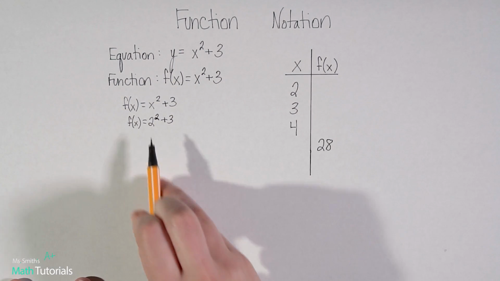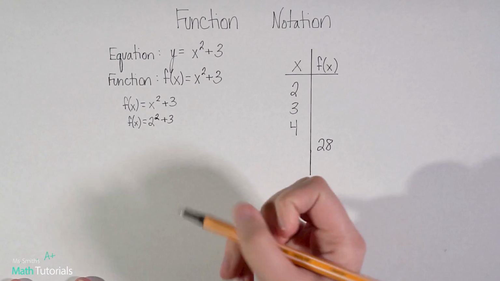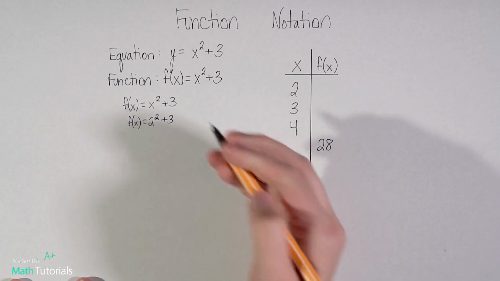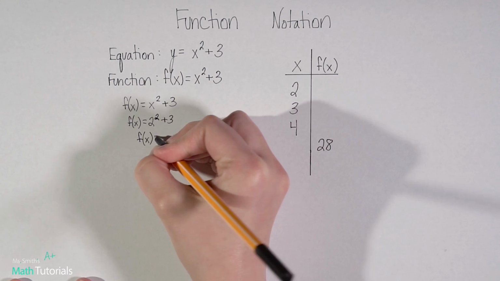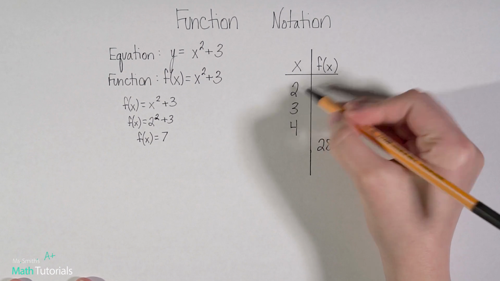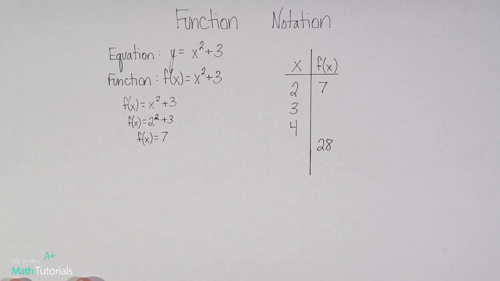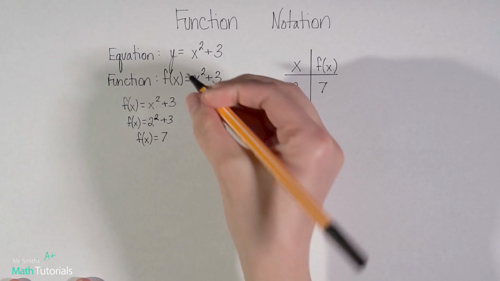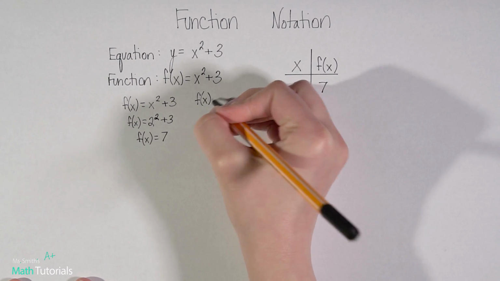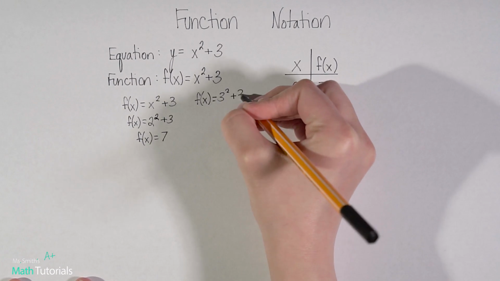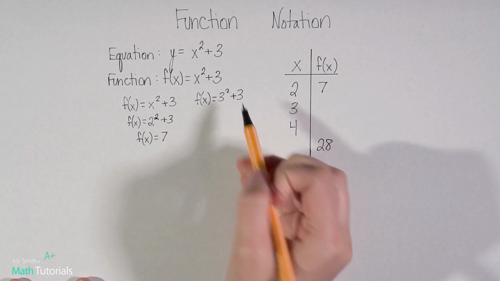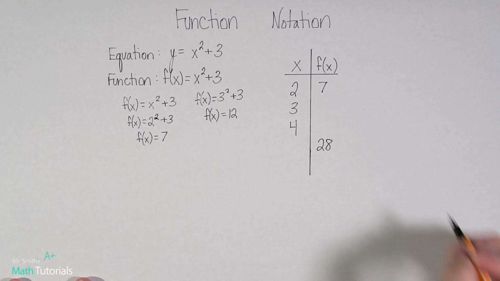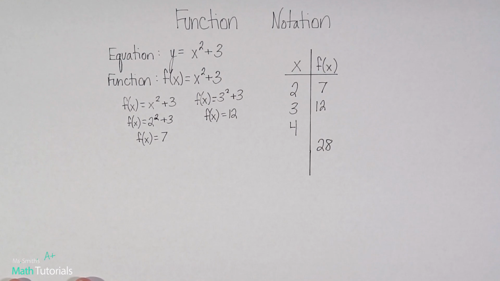Now you can either just put that straight in your calculator, or you could go through the process of saying, okay, 2 squared would be 4, 4 plus 3 would be 7. So f of x would equal 7. Okay, so if x is 2, f of x would be 7. All right, what if x was 3? Let's try that. f of x equals 3 squared plus 3. 3 squared is 9. 9 plus 3 would be 12. So f of x would be 12 if x was 3.